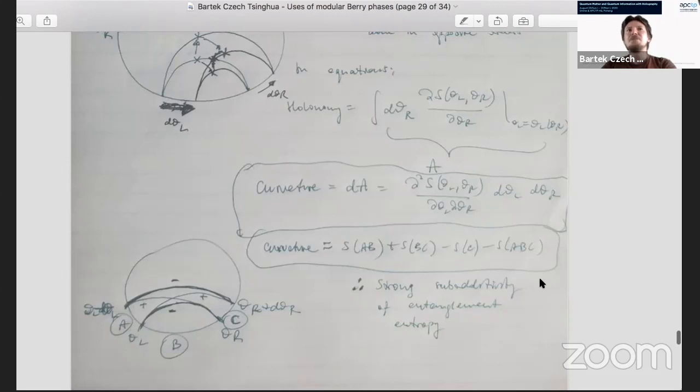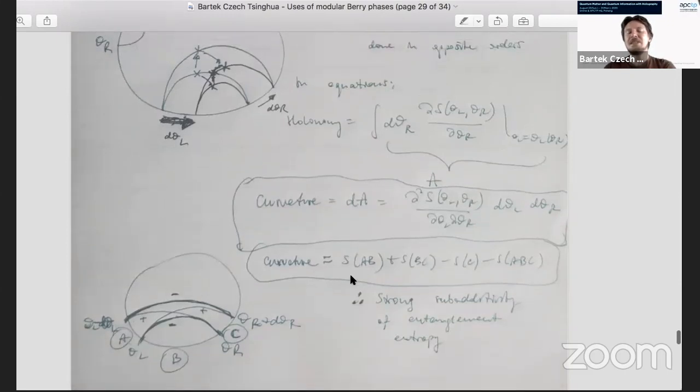an inequality was proven, which is the strong subadditivity of entanglement entropy. And that inequality is exactly of the form, this quantity is greater than or equal to 0. So we know that our curvature has a definite sign, and the curvature is a quantity that has definite quantum information theoretic significance.